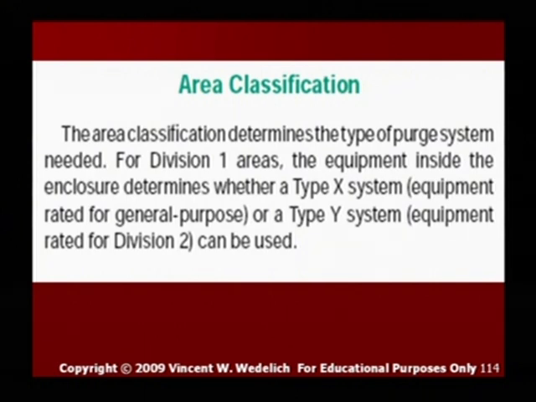The area classification determines the type of purge system needed. For Div 1 areas, the equipment inside the enclosure determines whether a Type X system, equipment rated for general purpose, or a Type Y system, equipment rated for Div 2, can be used. We just discussed that.